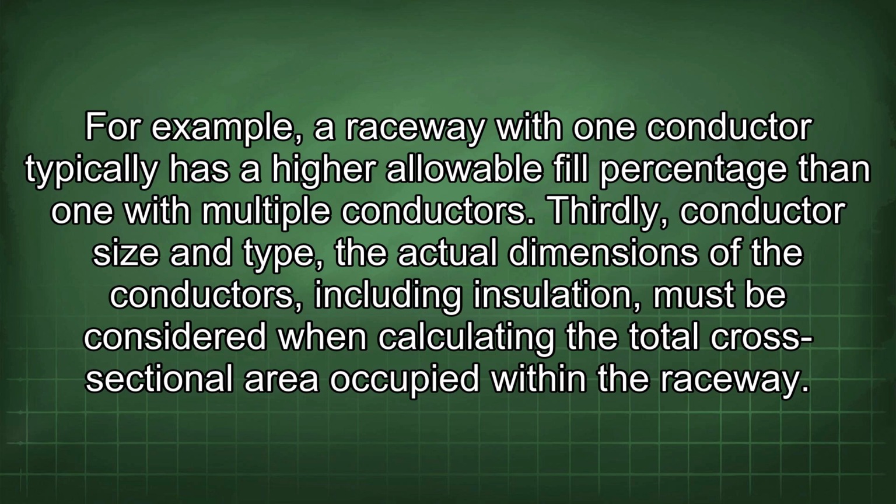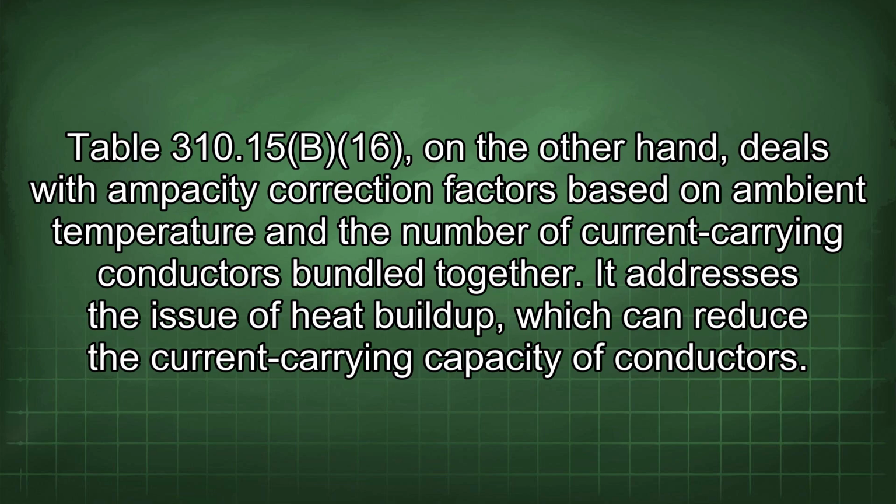The actual dimensions of the conductors, including insulation, must be considered when calculating the total cross-sectional area occupied within the raceway. Table 310.15(B)(16), on the other hand, deals with ampacity correction factors based on ambient temperature and the number of current-carrying conductors bundled together. It addresses the issue of heat buildup, which can reduce the current carrying capacity of conductors.